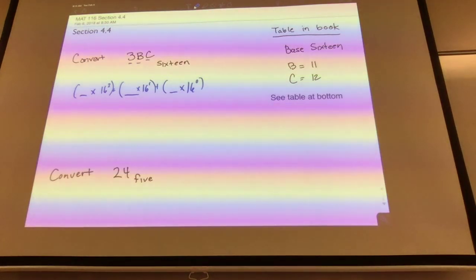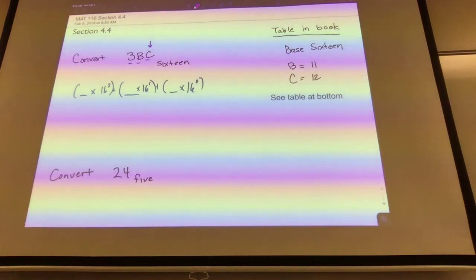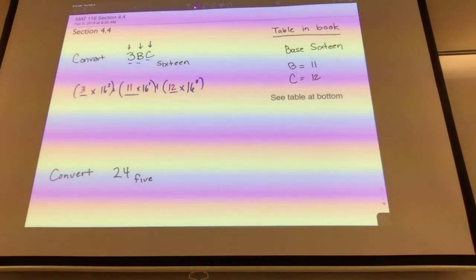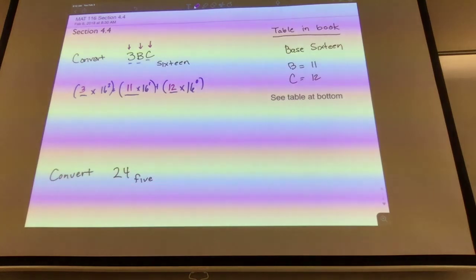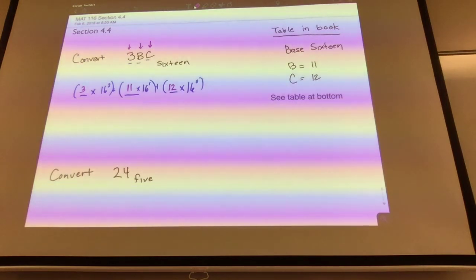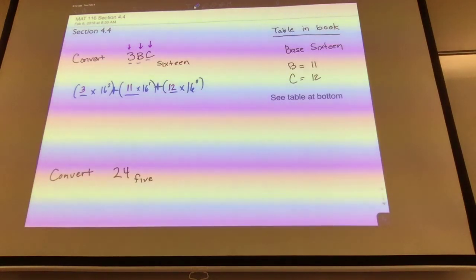So in the C position, which is the furthest right, what is the value of C? 12, so we're going to put 12 here. What is the value of B? 11. In base 16, we'll put 11 here, and then we just have 3 for our first one. So that's the layout. In order, you put that value, and if you have to use a table, we went to base 16, found values for B and C, plugged those in, and now we just calculate. Are those pluses? Yes. In between each of those is going to be plus.